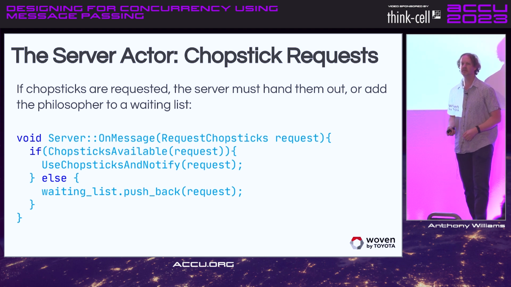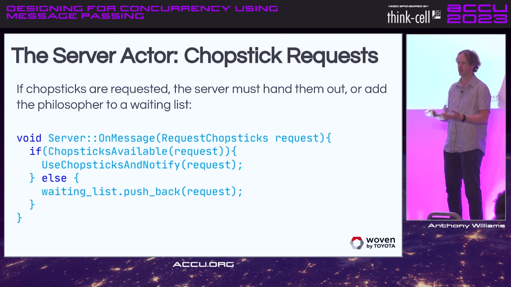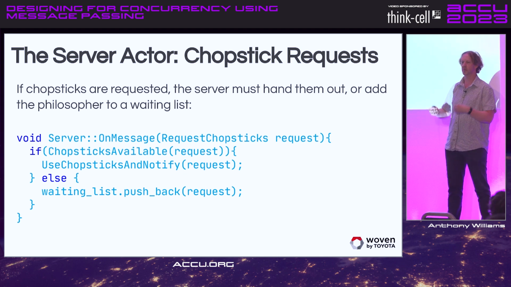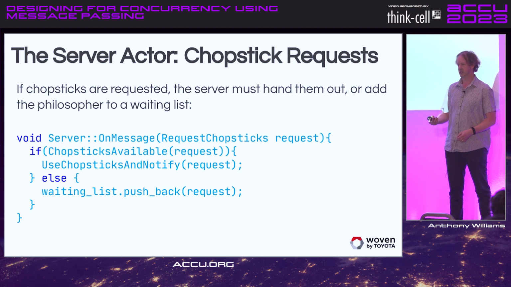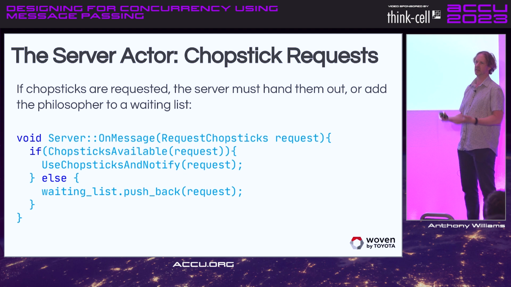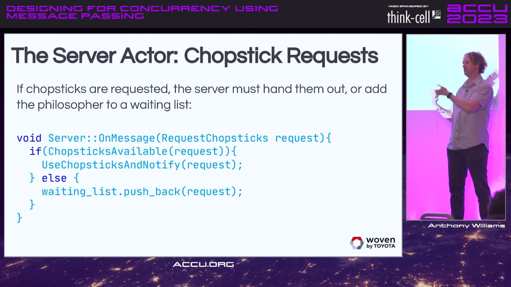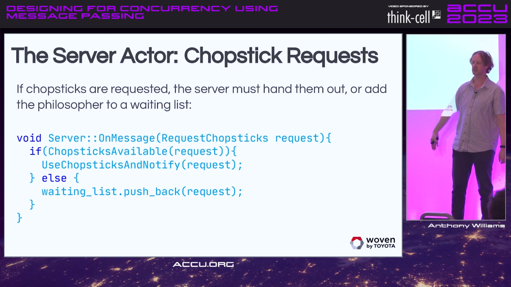The server actor that's managing the chopsticks has to deal with identifying whether or not they're free. So when it receives a message from somebody who's requesting some chopsticks, we need to check, are the chopsticks available based on the request that we've got? If they are, then we say, yes, these are now used, and notify the appropriate philosopher that they can have their chopsticks. Otherwise, that philosopher can't have his chopsticks yet, so we need to put that request on the list.